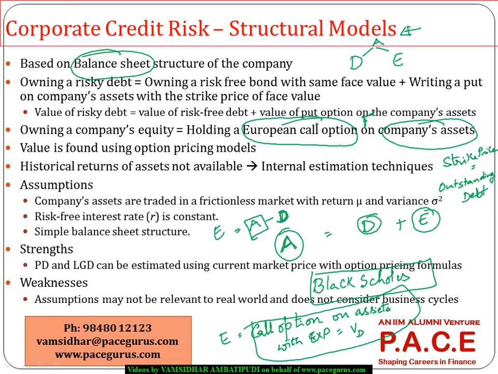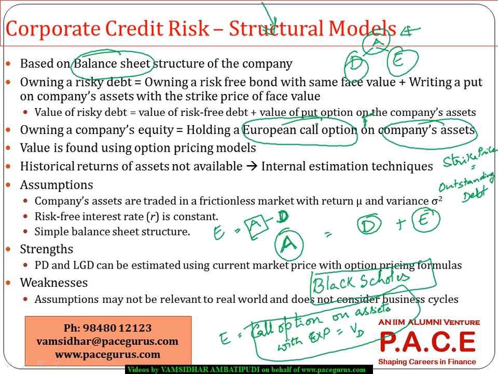We are based on the balance sheet. What all numbers do I require here? The assets, the debt and the equity breakup. Based on them, I am trying to see that equity can be modeled. That is why we call them structural models. The equity investment in the company can be modeled as a call option, a European call option on the assets of the company, with a strike price equivalent to the value of the debt.